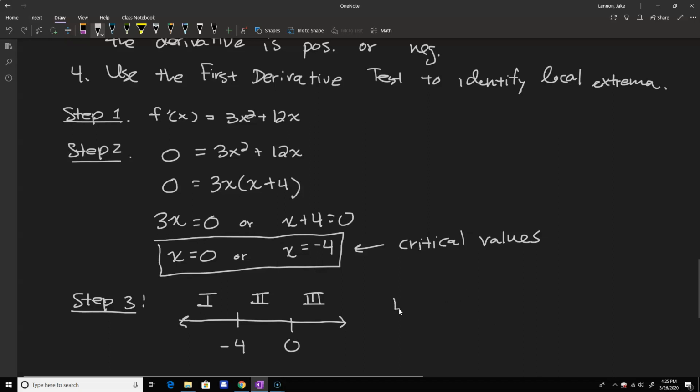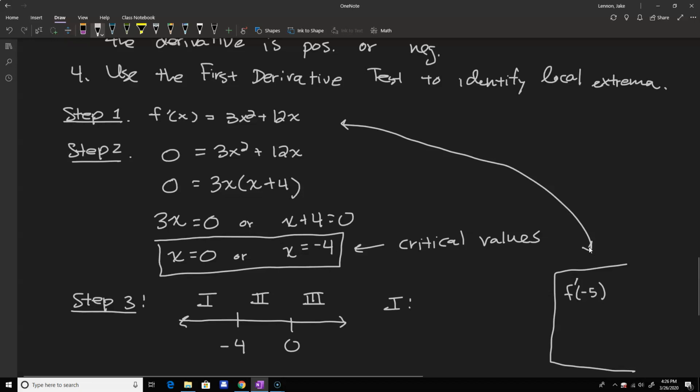So let's say region 1, we want to test some point. Maybe you have some scratch work over here, so we just need to test a single point. Region 1 is the numbers less than -4. So let's just do f prime of -5. We're testing that all the way back up here in the first derivative, so we're plugging that in there. So what does that come out to? Well, we can just type that into our calculator. If you do 3 times -5 squared plus 12 times -5, we end up with positive 15.